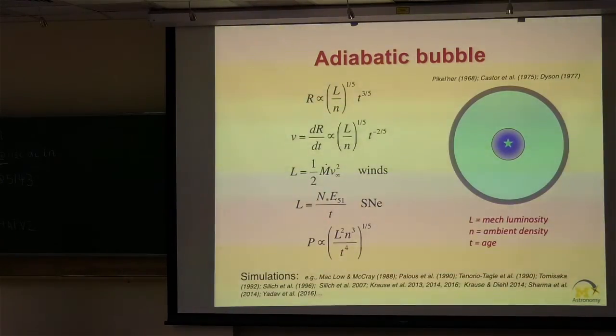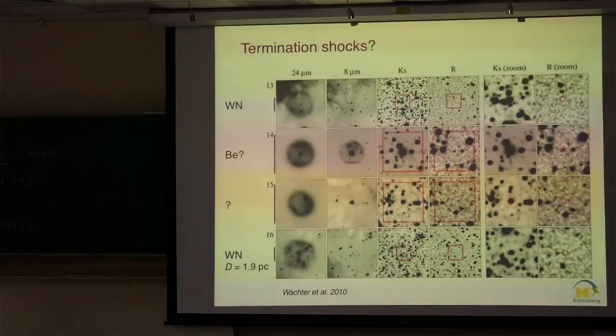So the pressure can also be parameterized analytically, and it decreases as time to the -4/5 power in this model. It's been simulated by many people, including some of you that are here, over the many years, and this is what we often call just the standard adiabatic model for an interstellar bubble.